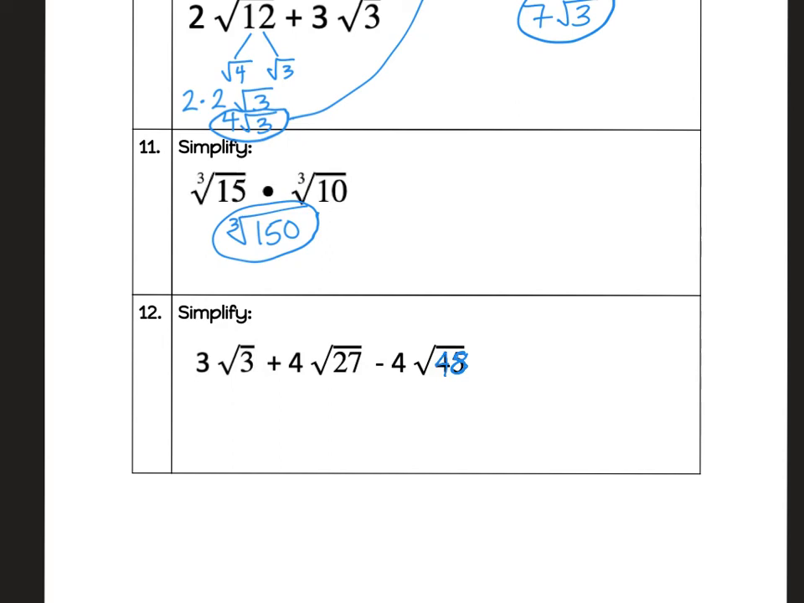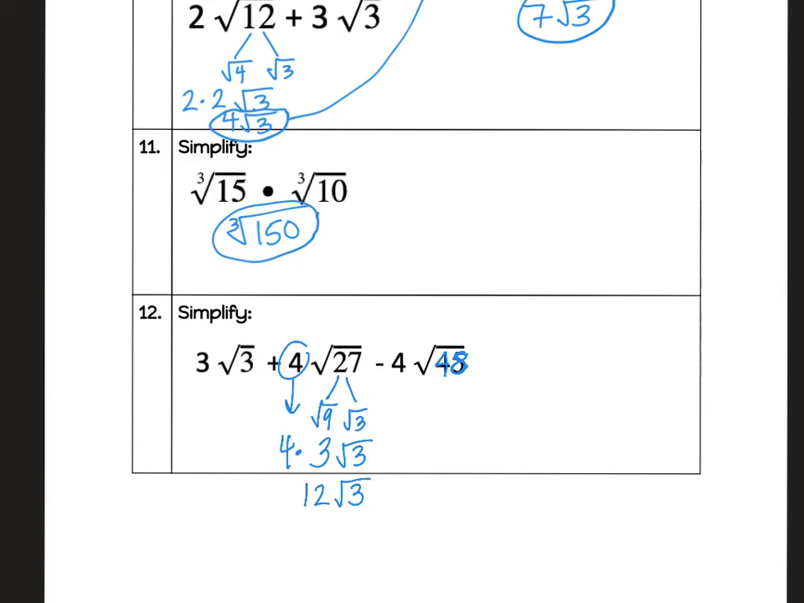Okay, so with adding and subtracting, we need to simplify first. So let's see if we can simplify this 27. I know that 9 times 3 gives me 27. 9 is a perfect square. I can take it outside of the radical sign. When I do, it becomes a 3. Let's bring this 4 down. And then inside the radical sign, we have 3. 4 times 3 gives me 12, and then I have radical 3.